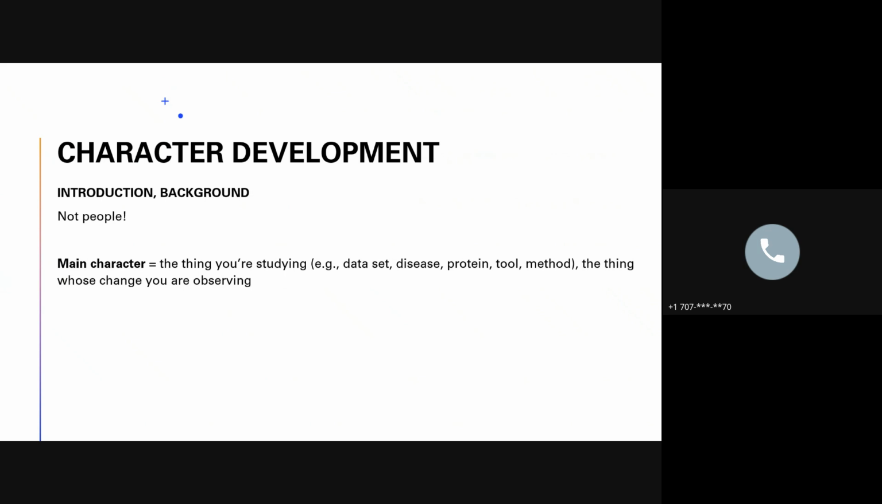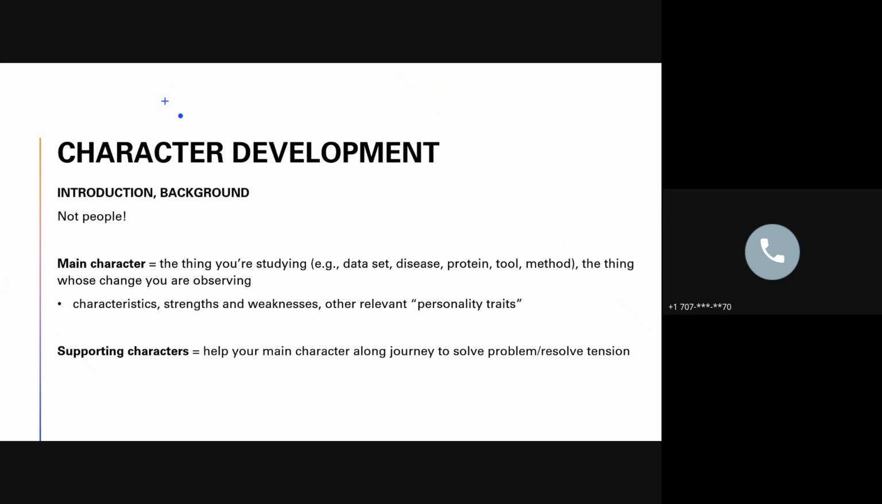This could be a data set, a disease, a protein, a tool, a method, anything that you are looking at to see how it changes over time. So you're really looking at the thing whose change you are observing. We want to think about what the characteristics of this character are. What are its strengths and weaknesses? What are any other relevant, quote, personality traits about the character? We're going to look at some examples.